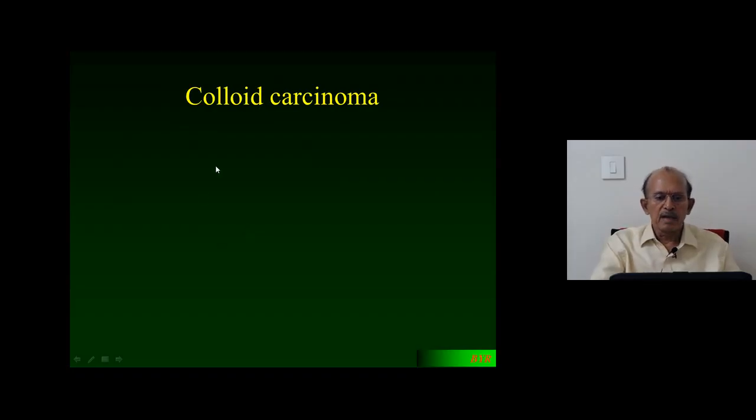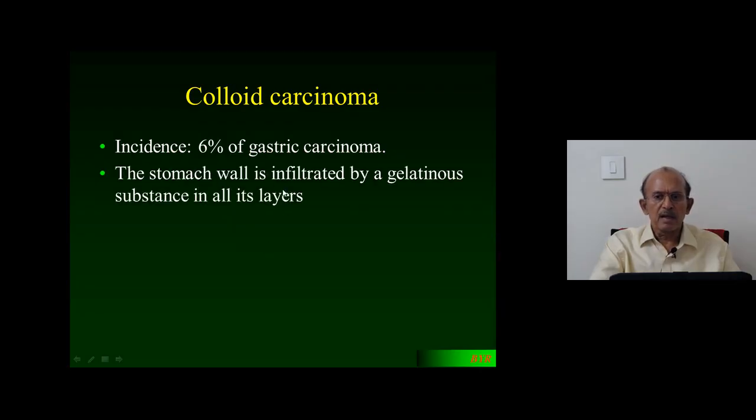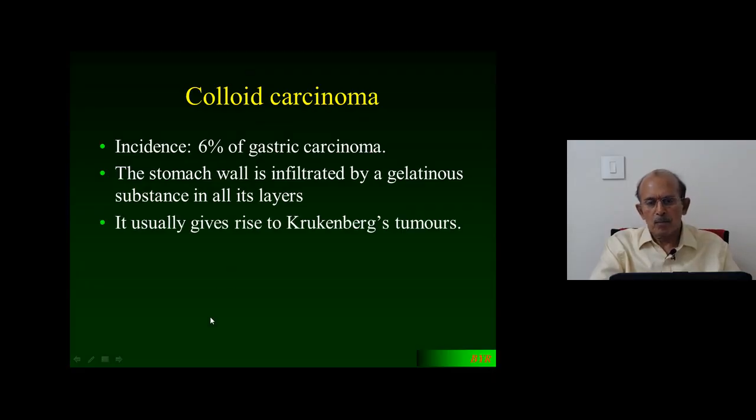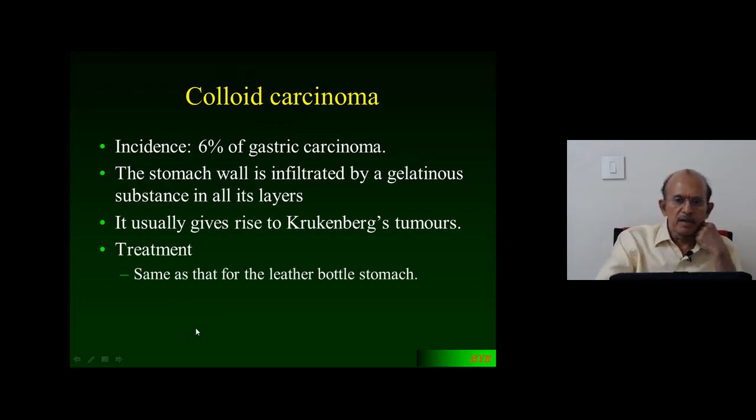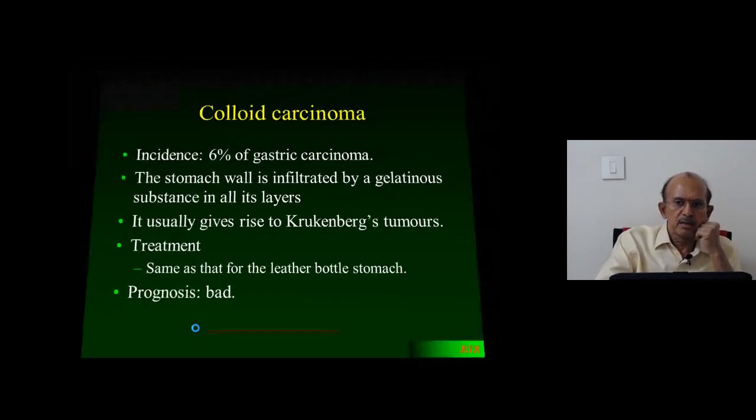Then the other type of gastric cancer is the colloid cancer. Incidence is 6% of gastric carcinoma. The stomach wall is infiltrated by a gelatinous substance in all layers. So colloid carcinomas usually secrete the gelatin. It usually gives rise to Krukenberg's tumors. Treatment is the same method as for the leather bottle stomach. Prognosis is bad for these mucoid carcinomas.